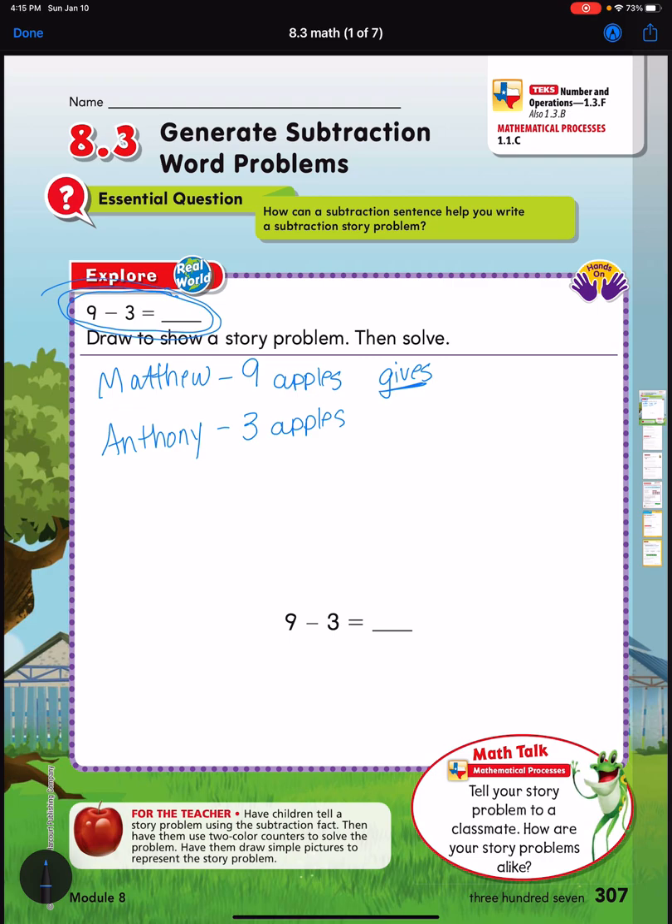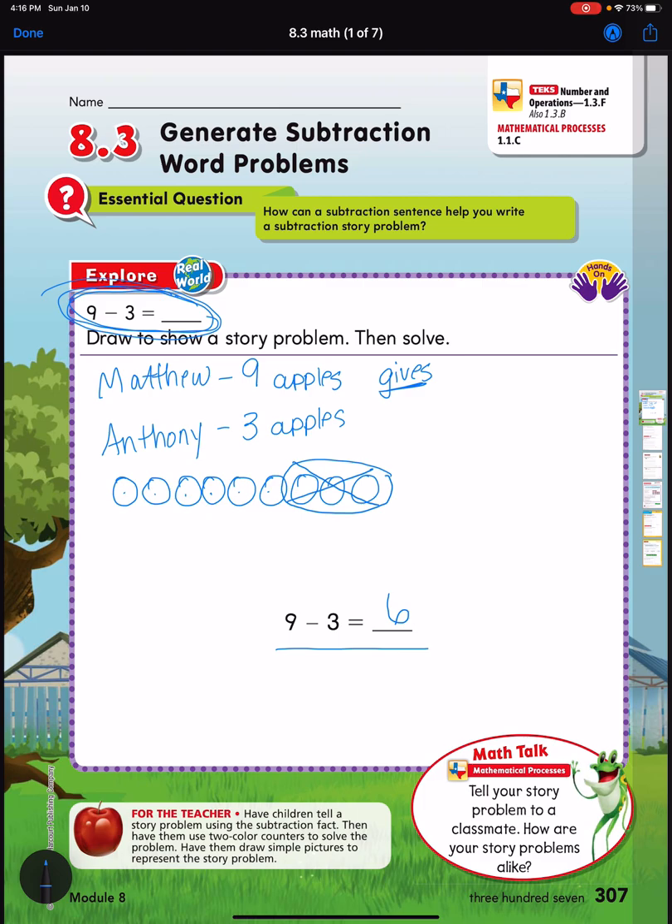So I can draw a picture for that. I can draw Matthew's 9 apples. 5, 6, 7, 8, 9. And here are the 3 that I gave to Anthony. He gave them away. They're subtracted. They're gone out of there. How many apples does Matthew have now? 1, 2, 3, 4, 5, 6. Matthew now has 6 apples. So I created a word problem using my subtraction sentence, 9 minus 3 equals, and I came up with the answer, 6.